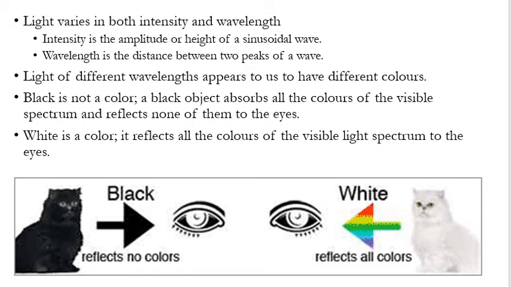So a few things to note before we go on. For instance, you've heard from way back that black is not a color. The thing that you're seeing as a black object has absorbed all the colors of the visible spectrum, and it reflects none of them to your eyes, and so you see black. So, what you see is all about reflections.